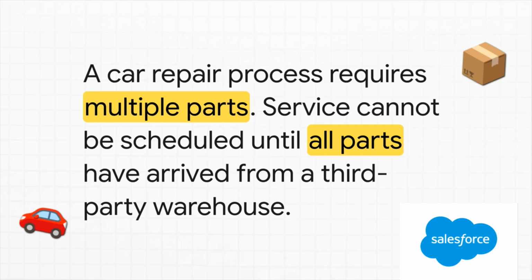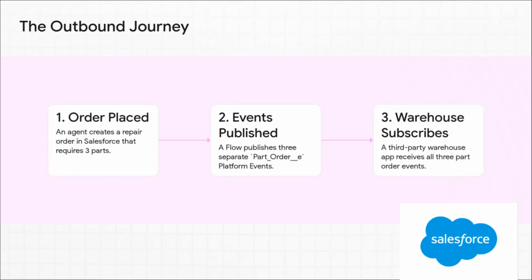This is a classic coordination nightmare. Here's how we solve it with platform events. First, a service agent creates the repair order in Salesforce. Behind the scenes, a flow immediately publishes 3 separate part_order__e events, one for each part needed. These messages fly out onto the event bus, where a completely separate warehouse application is subscribed and just listening, and it receives all 3 orders in near real time.